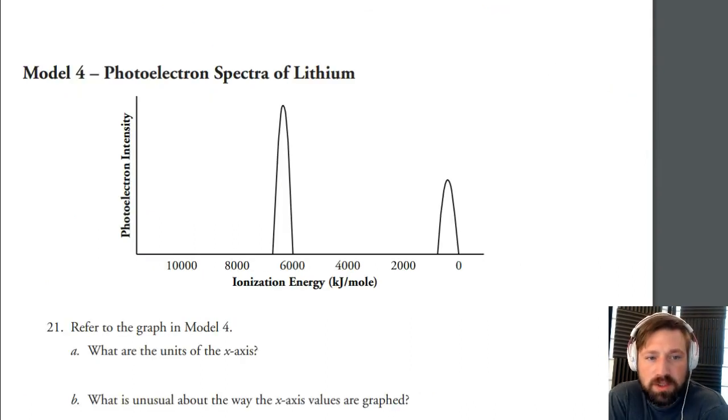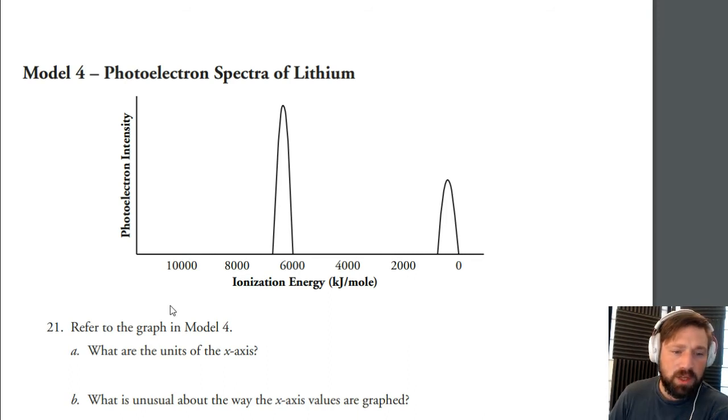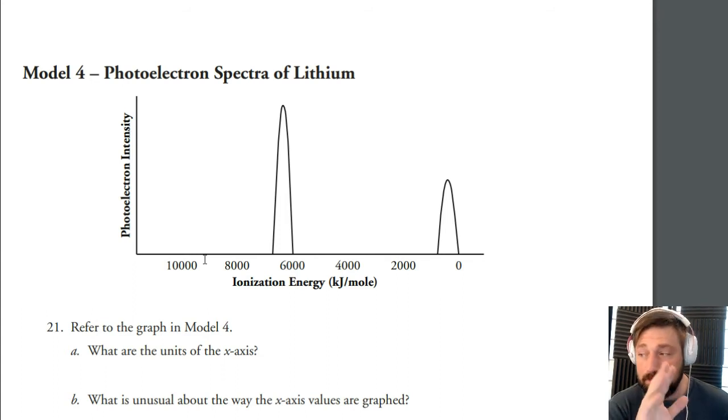So the photoelectron spectra for lithium is shown here. First off, let's look at the axes on our graph. What are the units for the x-axis? This is your ionization energy in kilojoules per mole. Is something weird about this axis? Yes. If you notice that it's flipped, we start with 0 all the way on the right-hand side, whereas our larger numbers are going to be on the left-hand side. There's a reason for this, and you'll see that shortly.